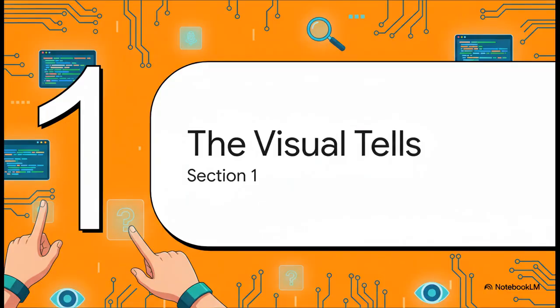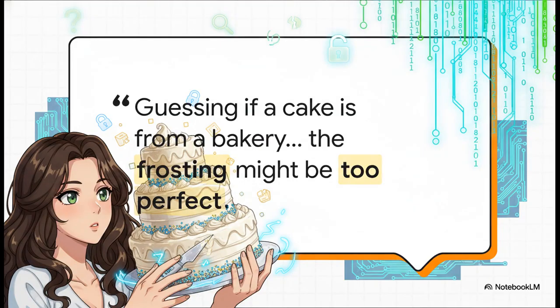Okay, so where do we even start? How do you spot this stuff? Well, let's begin with the surface level clues, the things you might notice just at a quick glance. Now, this is a really important point. None of this is like hard evidence. Think about it this way. A bakery cake might have that impossibly smooth frosting, but let's be honest, some home bakers are just scarily good. So these are soft signals we're talking about, not definitive proof.